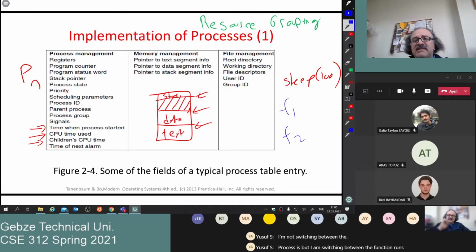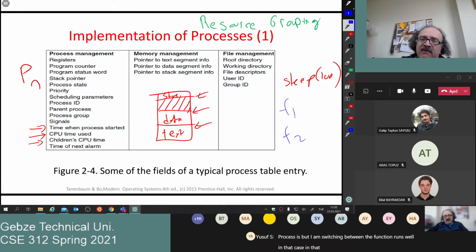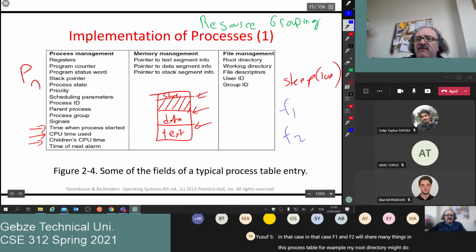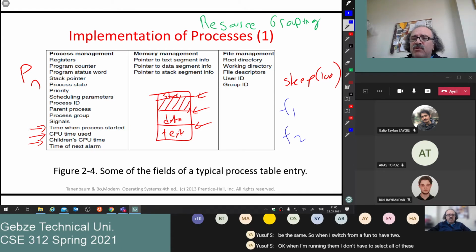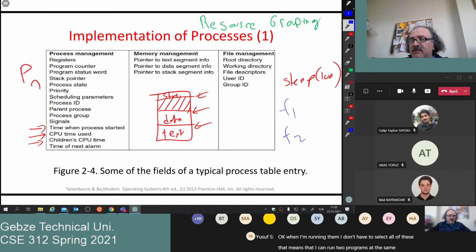Well, in that case, f1 and f2 will share many things in the process table. For example, my root directory, my working directory, my file descriptors will all be the same. So when I switch from f1 to f2, I don't have to switch all of these. That means I can run two programs at the same time, but these two programs are related. They are sharing lots of stuff.